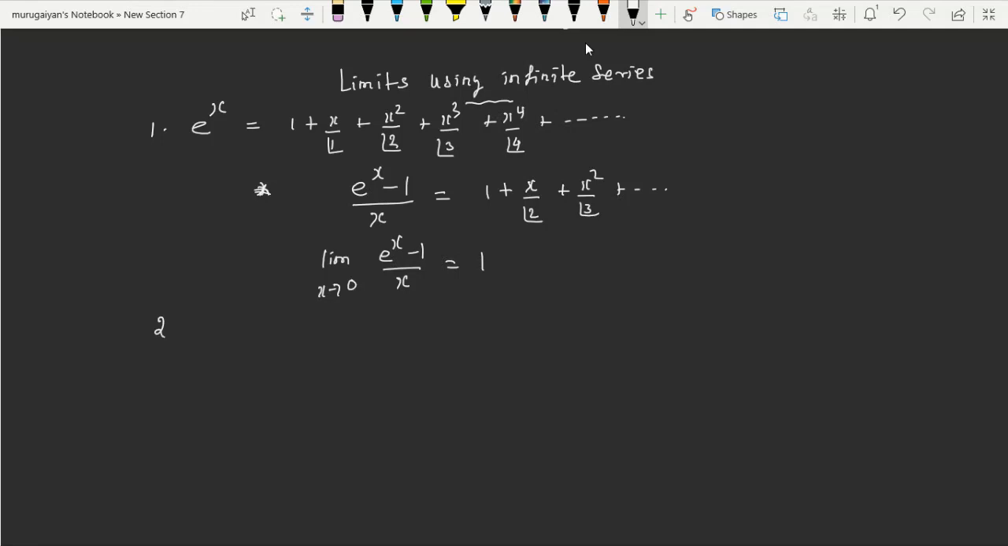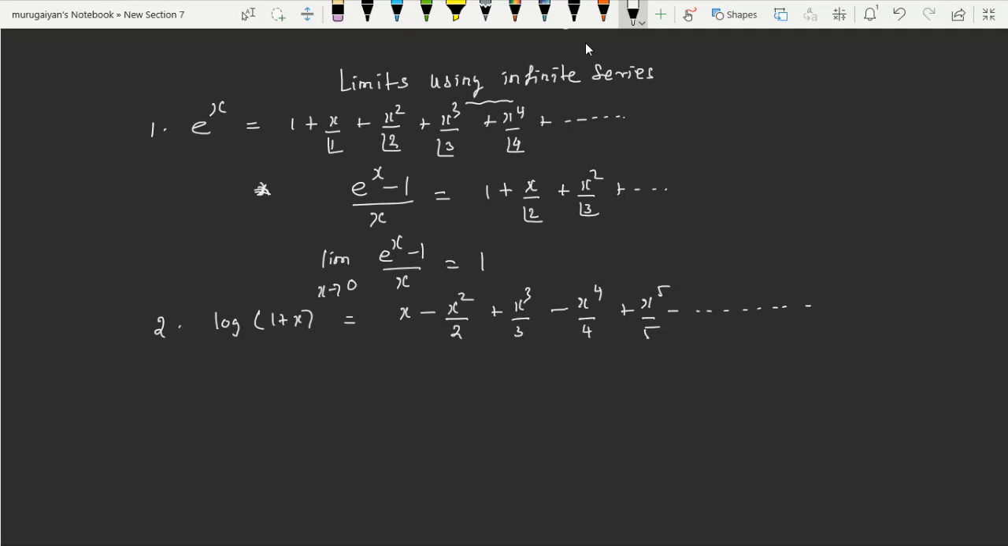Second one, the infinite series form of the natural logarithm, log of 1 plus x. So what is the expansion of log of 1 plus x? x minus x square by 2, plus x cube by 3, not factorial, minus x power 4 by 4 and plus x power 5 by 5. The pattern keeps going on.